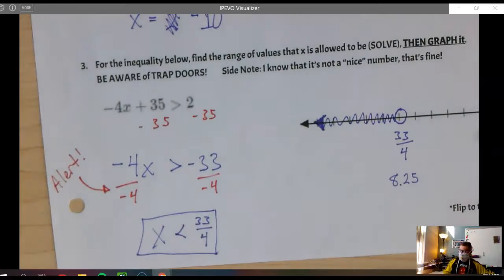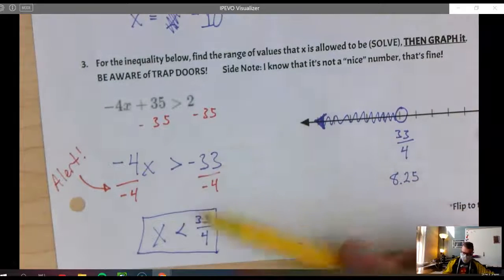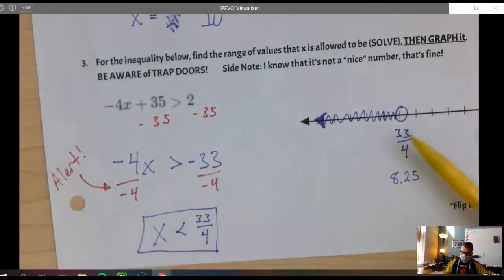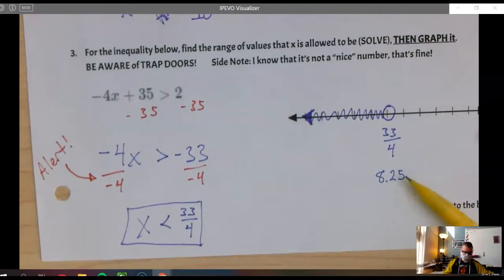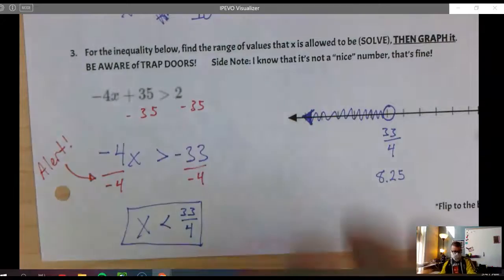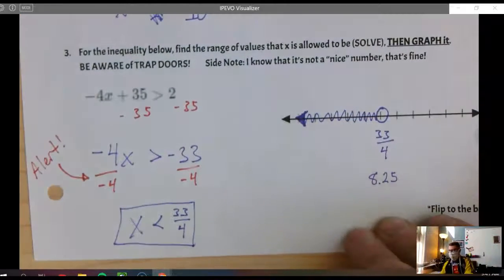We subtract 35 from both sides. We divide by a negative, flipping around our inequality. 33/4 is also 8.25.